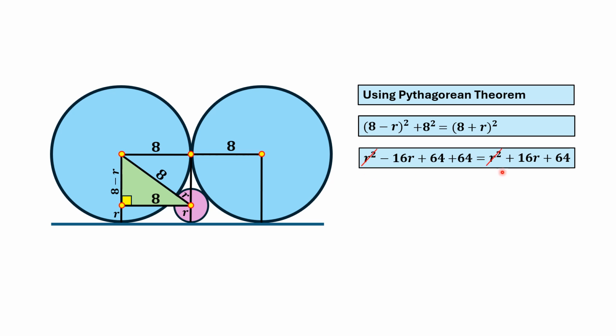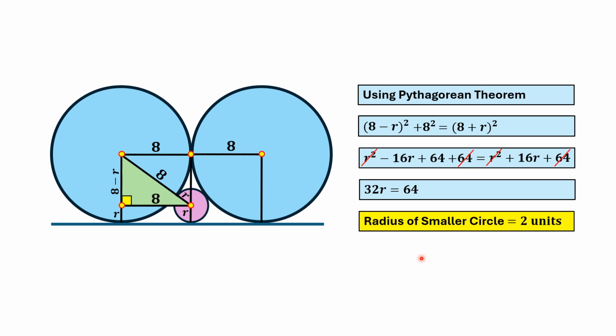r squared on left and right will cancel out. Moreover, 64 will cancel out, and after simplification we have 32r equal to 64, and thus the radius of this smaller circle is equal to 2 units.